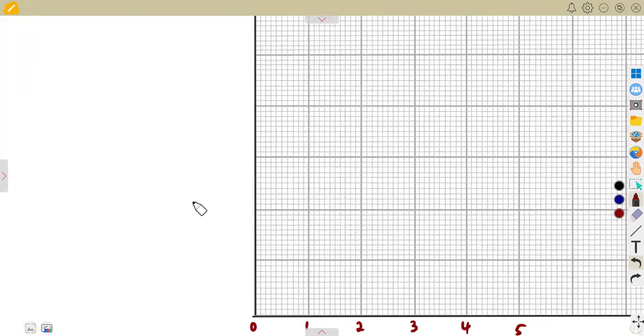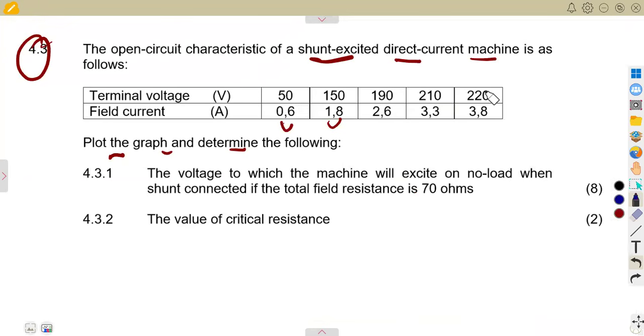So remember, this is your terminal voltage. Okay, so this is our terminal voltage, this side. All right, so we can just try to use the 50, 100. After every 50 we add, that's 150, 200, 250, up to, if you have to consider, 220. So we can accommodate up to 250.